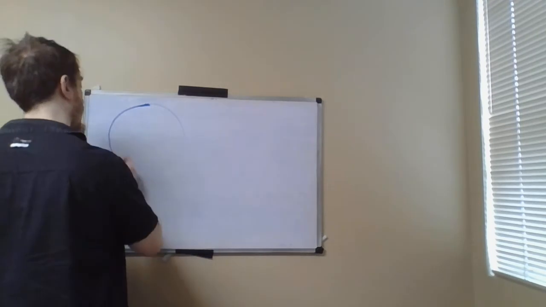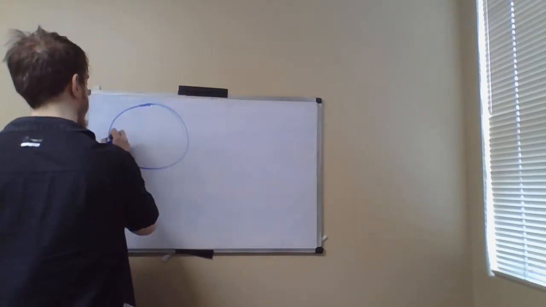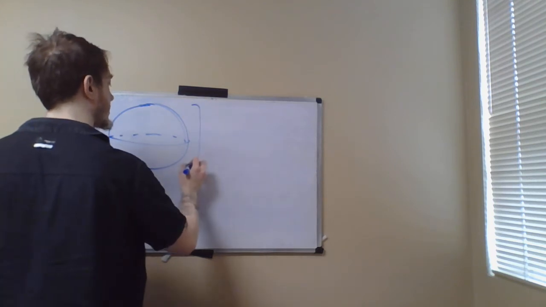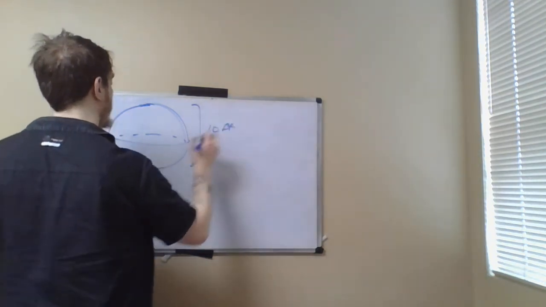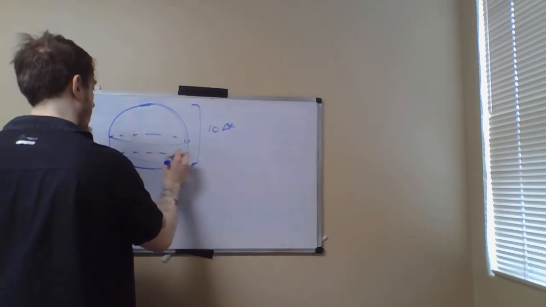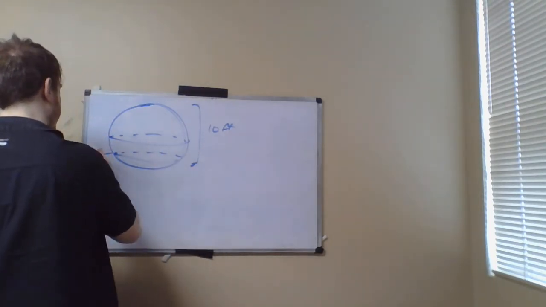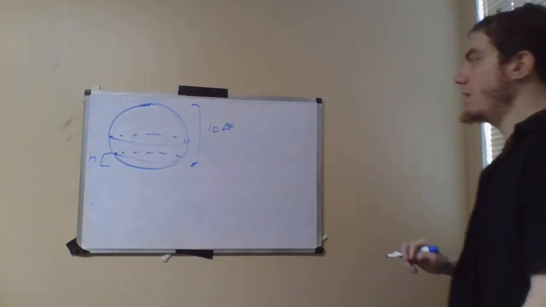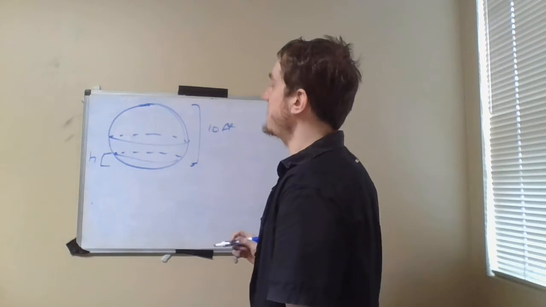Suppose I had a working pen. And let's suppose that the total height of this sphere was, let's say, 10 feet. And I wanted to know the area of a cross-section of height h. Well, there's different ways of trying to figure this out.